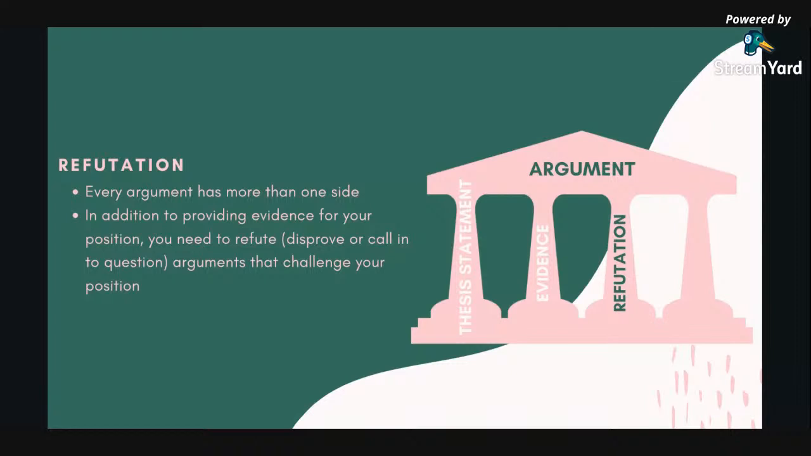The next pillar, the third pillar, refutation, which might sound like, well, I don't know what that is. That's a big word. Okay, it's basically when you refute something or contradict it. So every argument has more than one side. In addition to providing your evidence for your position, you also need to refute or disprove or call into question arguments that will challenge your position. So you have to think about those too, because there will always be naysayers or someone who doesn't agree with you.